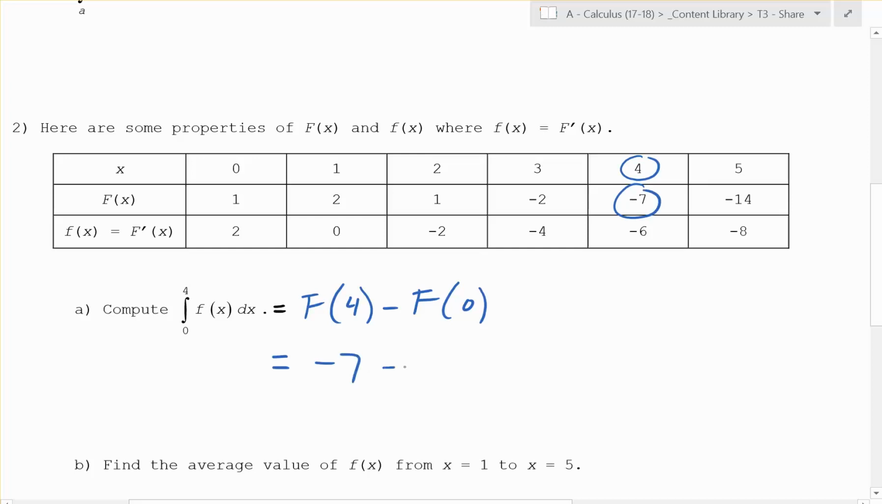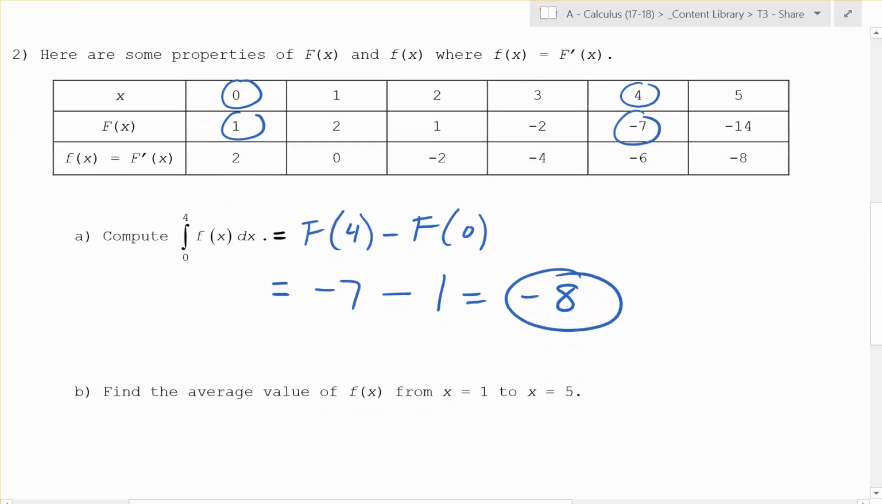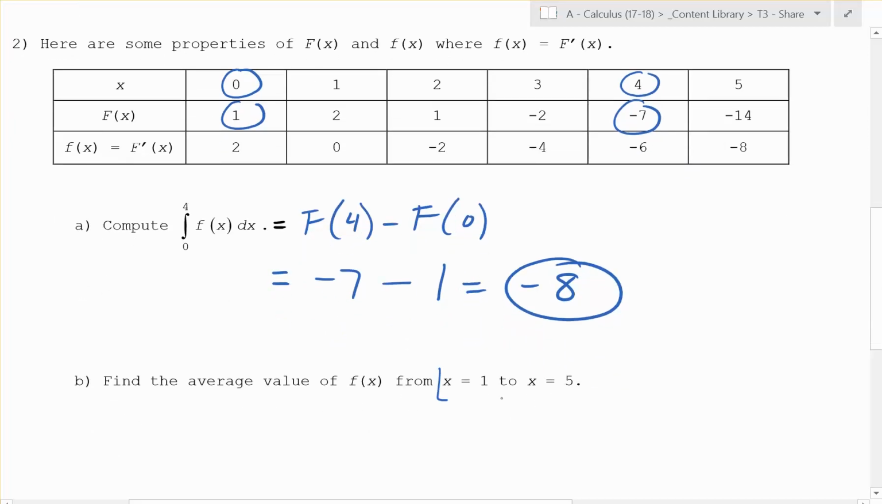And then we're going to subtract from it capital F of 0. So F of 0 is 1. So we subtract 1, so we end up with -8. There's our final answer. What about the average value from 1 to 5?